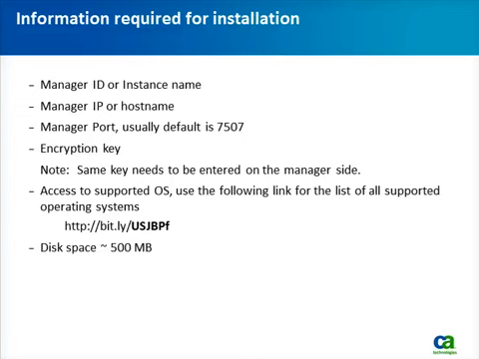We're going to install a 64-bit agent on a 64-bit Red Hat Linux. For more information on supported OS, please check the bit.ly link shown here. The agent requires about 200 to 500 megs of disk space. It is recommended that you have about 500 megs of free disk space available.